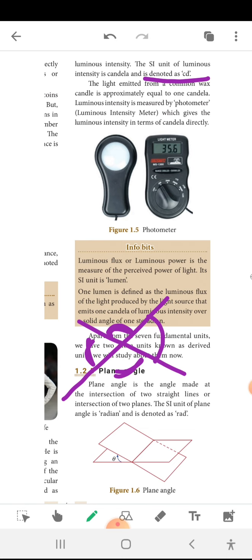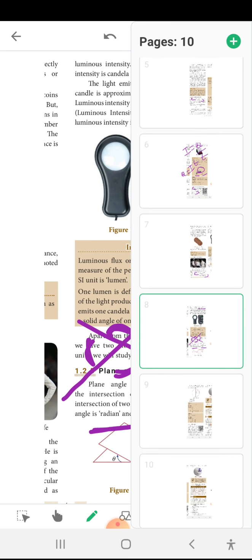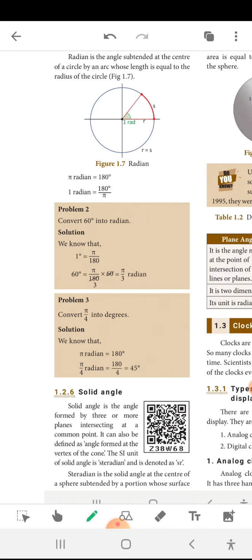The SI unit of a plane angle is the radian. It is denoted by rad. Let us see the next page. Now we are going to see the radian.